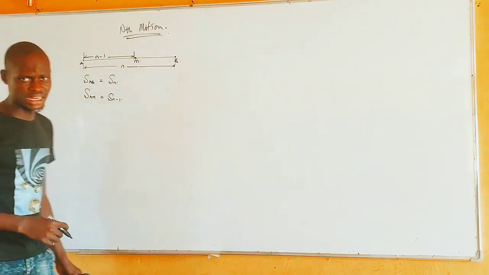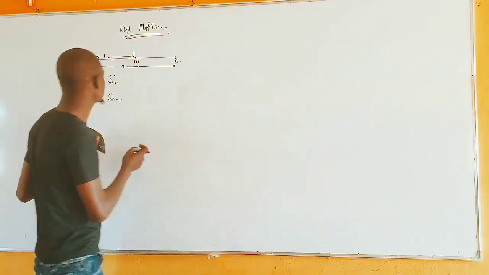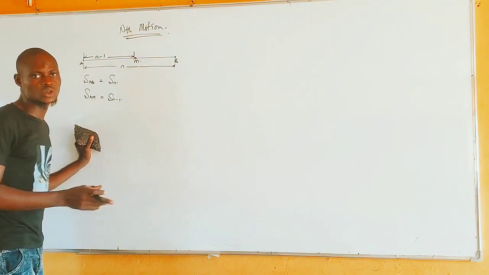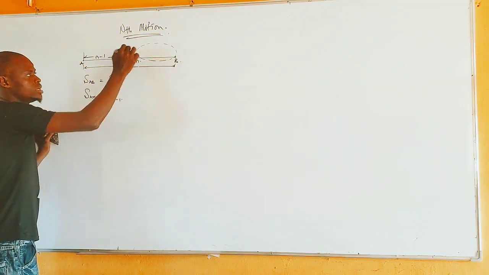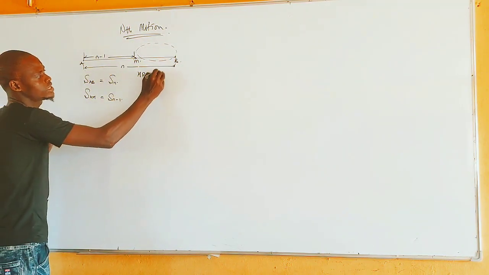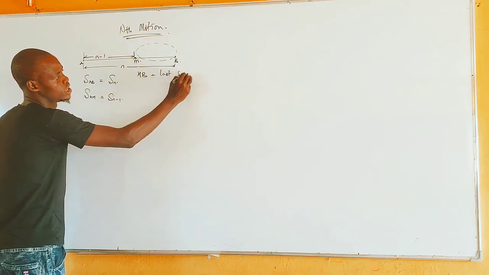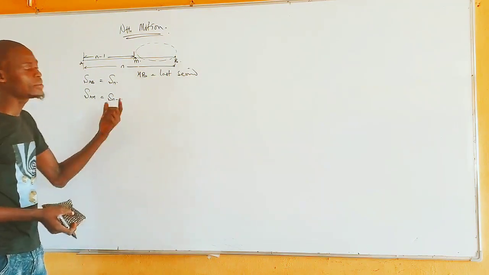What is the question that they are asking us? We want to find the distance the body will cover in the last second. Where is the last second? This is the last second here, from M to B. Point M to B can be taken as the last second. Now that last second depends on the time given to you.